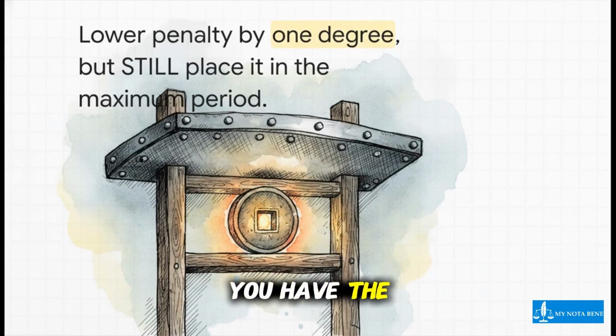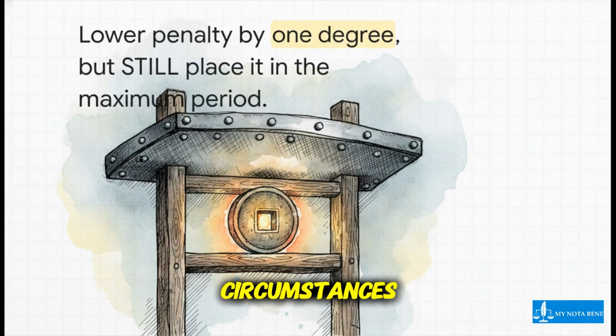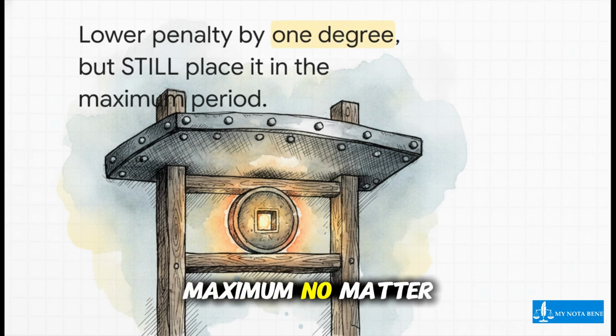Okay, but what if you have the ultimate power-up? What if you have 2 mitigating and 0 aggravating circumstances in a complex crime, a privileged mitigating circumstance? Well, the rule is you do get to lower the penalty by 1 full degree, but because it's a complex crime, you must still place it in the maximum period of that newly lowered degree. The complex crime rule acts as an absolute ceiling. It forces the period to the maximum no matter what.